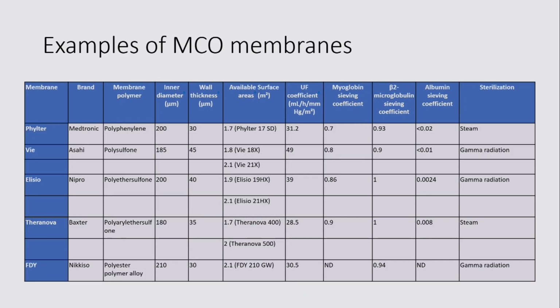So these are the examples of medium cutoff membranes which are available in the world currently. What we have in India currently is the Theranova dialyzer, Theranova 400 and Theranova 500.